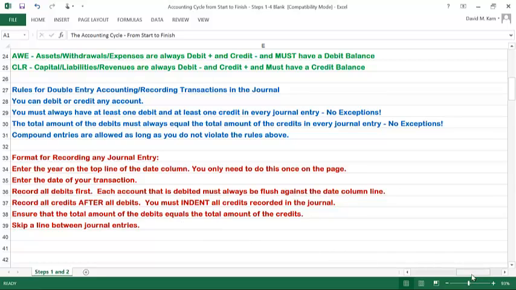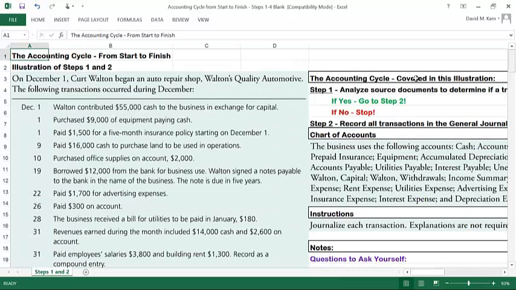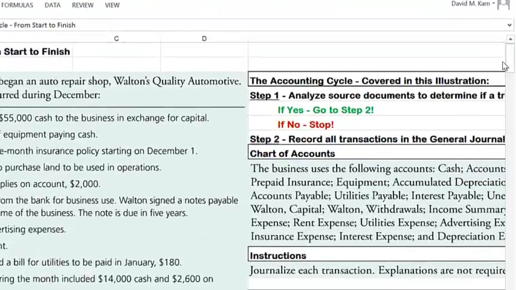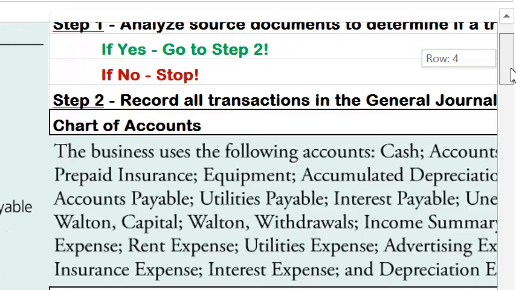Okay, so let's look at this comprehensive problem that we will be building throughout the course. I have put the data here for us. It says on December 1st, Kurt Walton began an auto repair shop, Walton's Quality Automotive. The following transactions occurred during December, and it gives us a whole slew of transactions, and we have to determine if a transaction has occurred, and if so, we have to record that transaction in the journal.